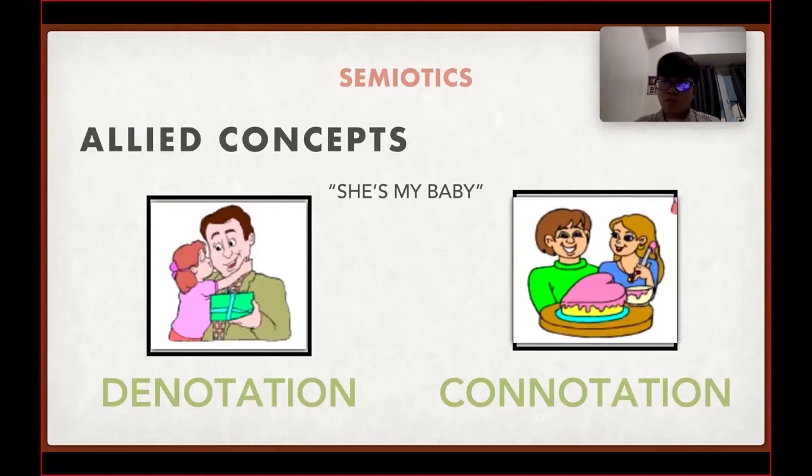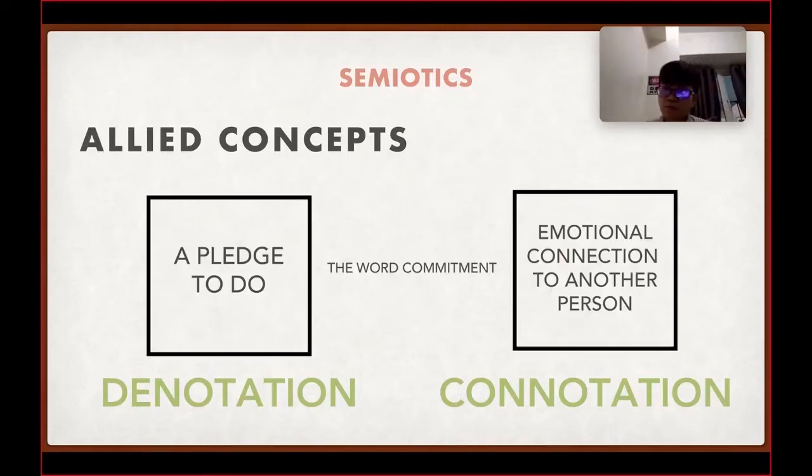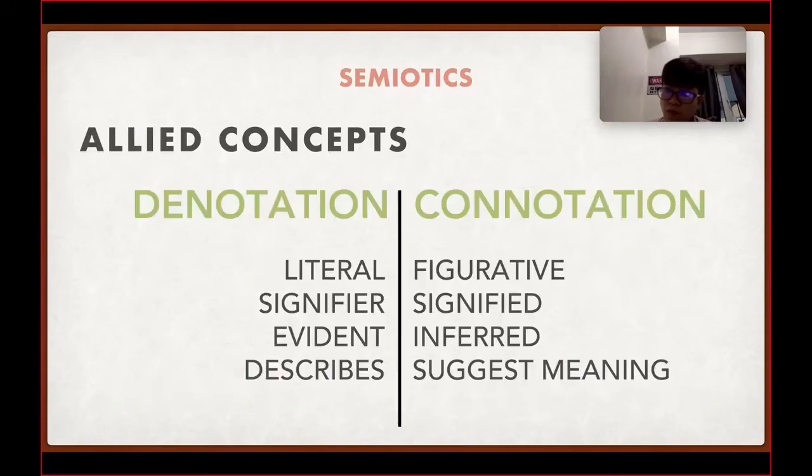Another example is the word commitment. The denotation meaning of the word commitment is a pledge to do. This is what we should do when we say commitment. The connotation meaning of commitment is the emotional connection to another person. We have a relationship with a person, right? So, denotation is literal and can be inferred as the signifier. It is evident and it describes. However, connotation is figurative, it is the signified, it is inferred, and it just suggests meaning.